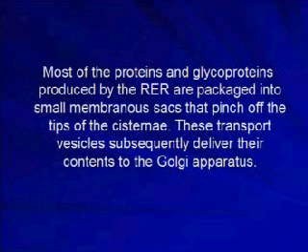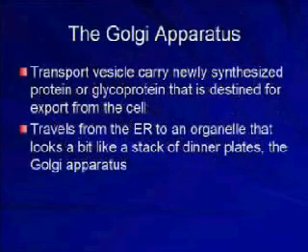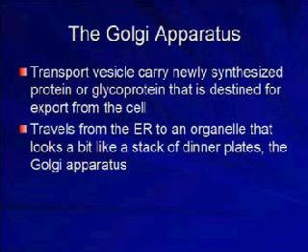Most of the proteins and glycoproteins produced by the rough endoplasmic reticulum are packaged into small membranous sacs that pinch off the tips of the cisternae. Now, these transport vesicles subsequently deliver their contents to the Golgi apparatus. The Golgi apparatus transport vesicles carry newly synthesized proteins or glycoproteins that are destined for transport from the cell.